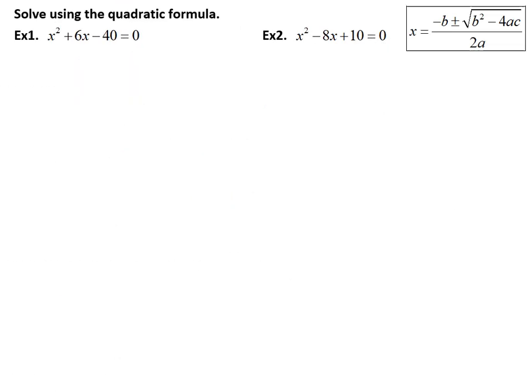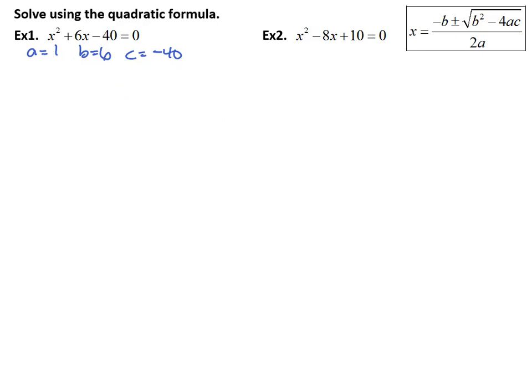All right, so let's try some examples where we're asked to solve a quadratic using the quadratic formula. And so I've placed it over here for reference as we plug in our values. So the first thing you want to do is make sure your equation is set equal to 0. Remember, that's the condition where we derive the formula. And then I want to identify the values of a, b, and c. Okay, so my a value here is a positive 1 in front of x squared, b is the positive 6 in front of x, and c is negative 40.